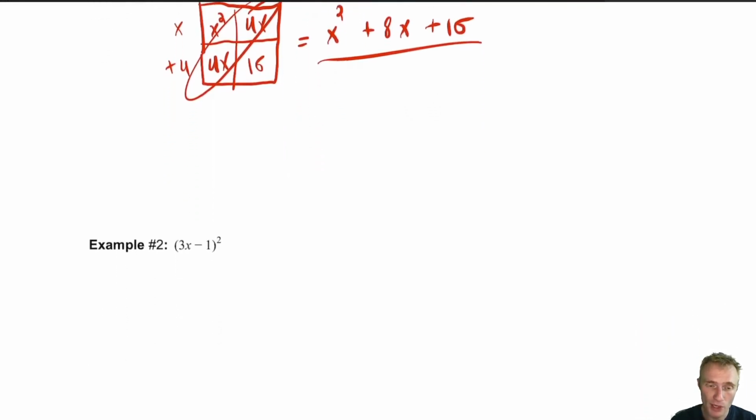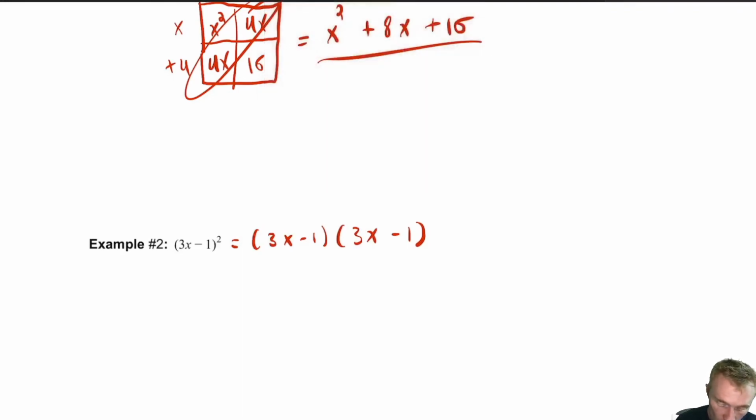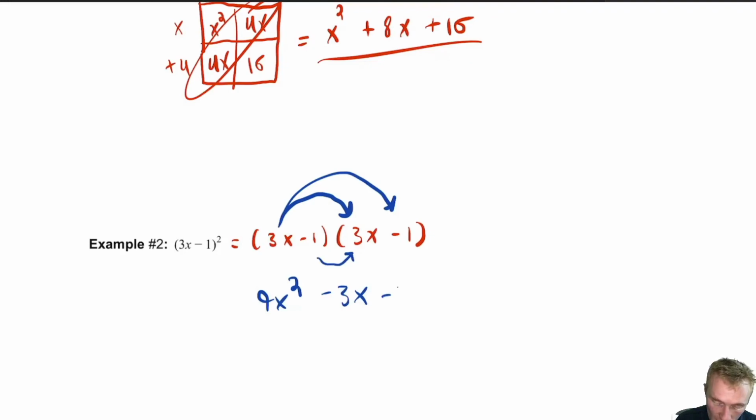But here we go, 3x minus 1 squared. The first thing I would do is I would rewrite this in terms of what it actually means. It means to multiply 3x minus 1 by itself. Then when we distribute, 3x times 3x is 9x squared, 3x times negative 1, negative 3x, negative 1 times 3x, negative 3x, negative 1 times negative 1, plus 1. We have 9x squared.